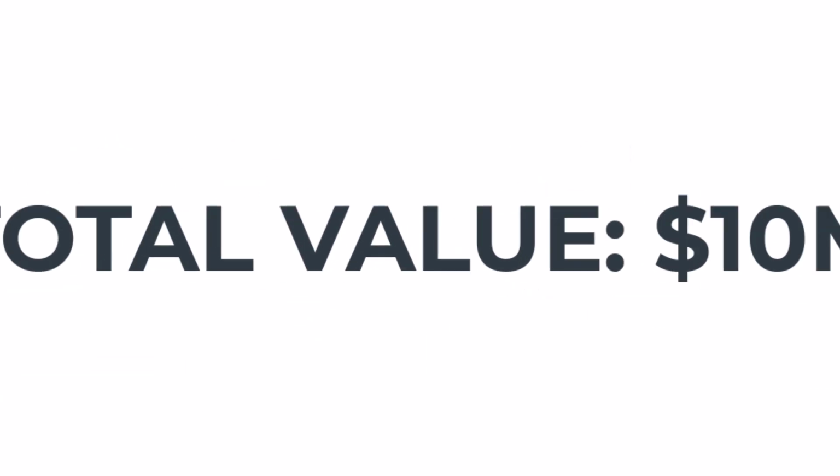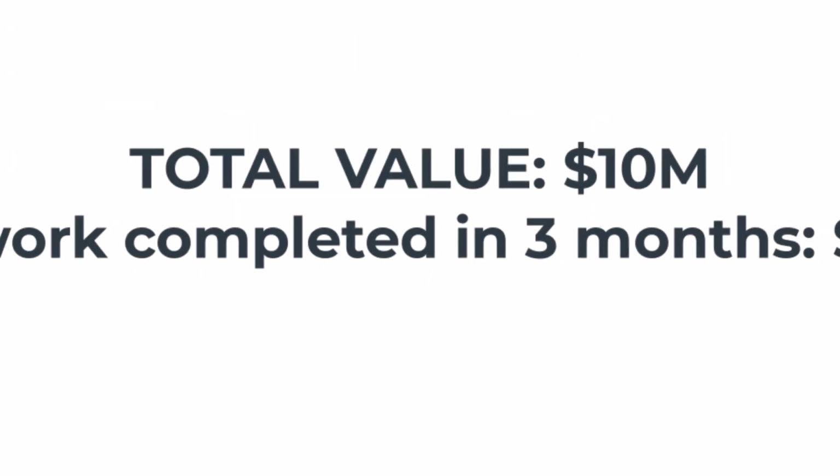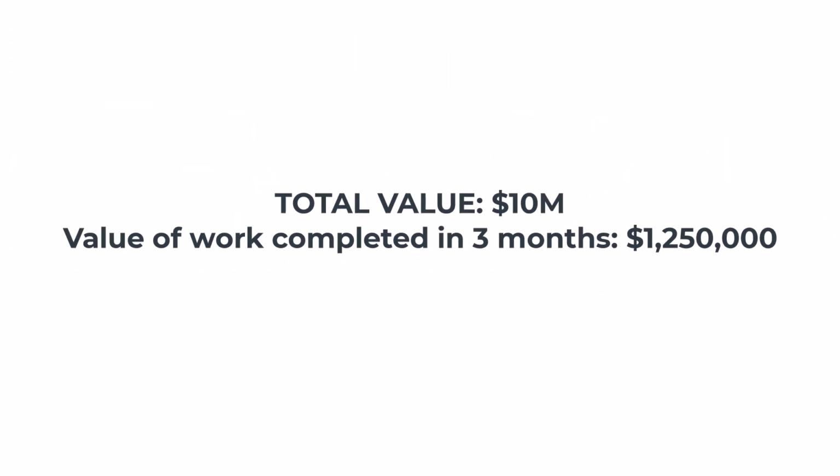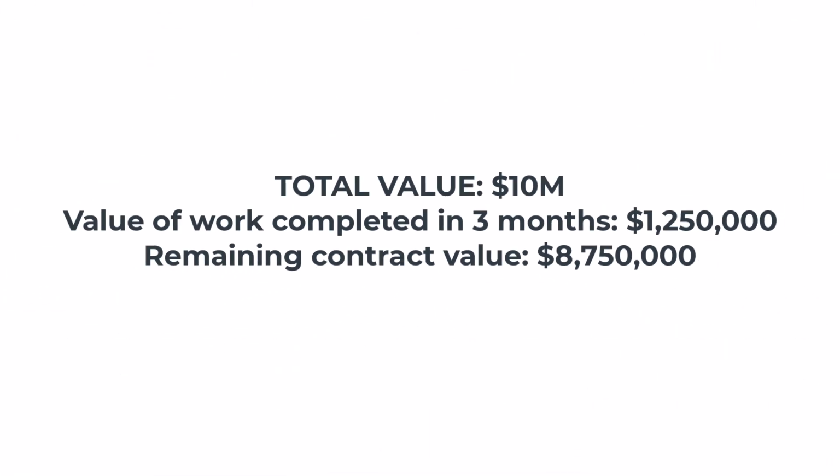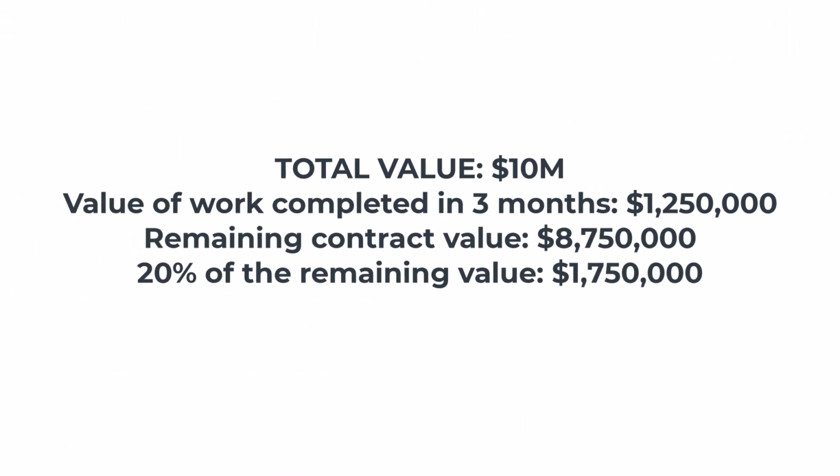According to the contract clause, they must pay 20% of the remaining contract value. And here's the calculation. Total contract value is $10 million. Value of work completed in 3 months, $1,250,000. Remaining contract value, $8,750,000. And 20% of the remaining value, $1,750,000. Thus, company A pays an additional $1,750,000, bringing their total expenditure to $3 million.